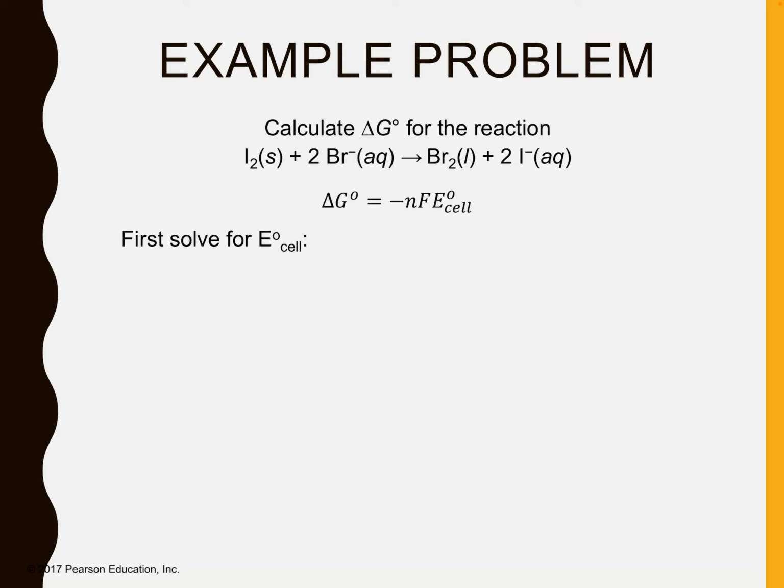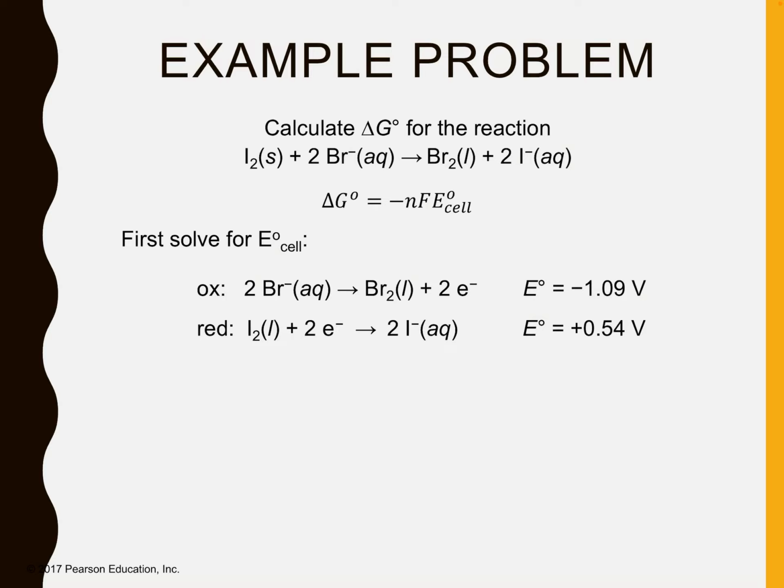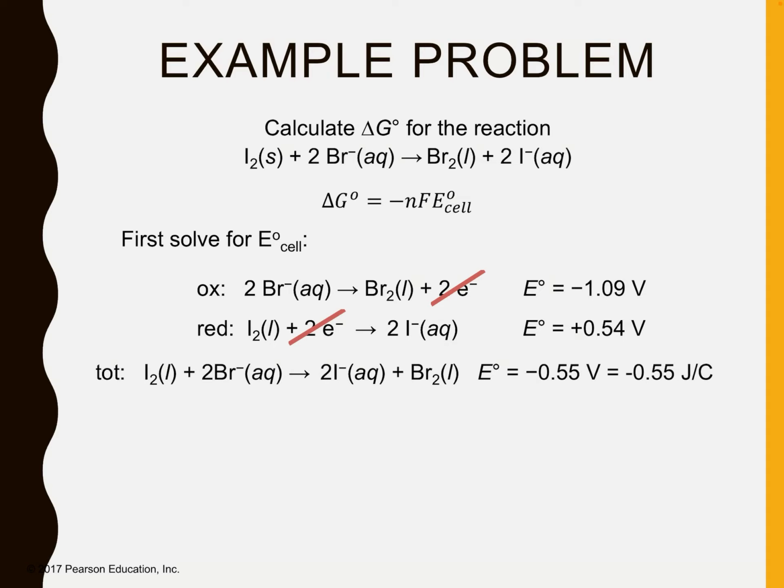We're going to look up our reduction potentials for both of them. And remember, we're going to flip the one for oxidation. So here, bromine is being oxidized. It's losing an electron. So we would look up the reduction potential and then make that negative, so it's oxidation. And then we would look up the reduction potential for our iodine reaction. And then we can just make sure our electrons cancel and add them together.